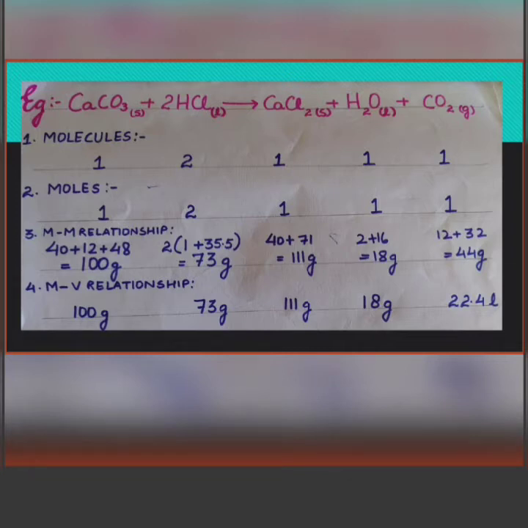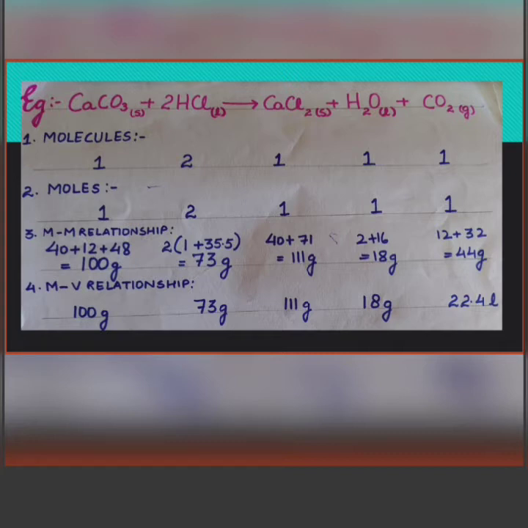You can see the reaction which I have written there: calcium carbonate, CaCO3, and in the bracket I have written S, as S stands for solid. So calcium carbonate is in solid state, plus 2HCl, in the liquid state, gives CaCl2, calcium chloride, in the solid state, plus water, H2O, in the liquid state, plus CO2, in the gaseous state. Is that clear? So this is the chemical reaction. Now this is a balanced chemical reaction. You can check also.